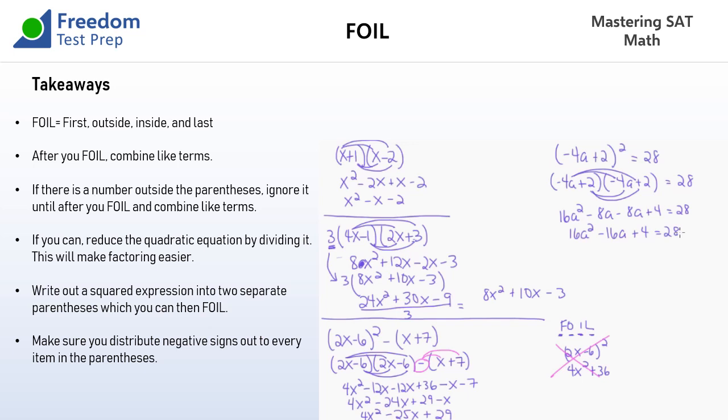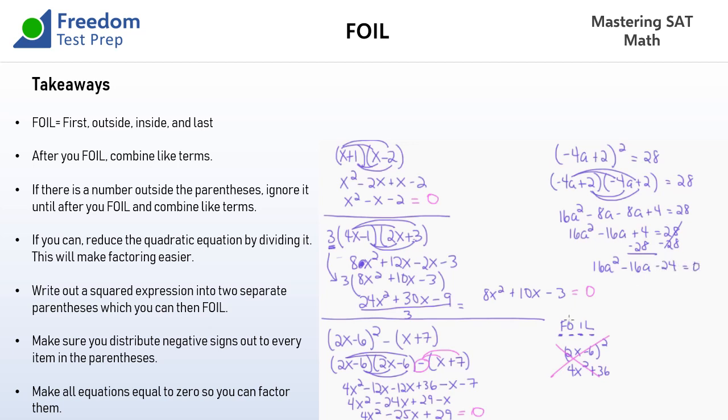Now, what I didn't mention is that in all of these equations, going back to the beginning, they're all equal to 0 because eventually we are going to factor them. We're not doing factoring now, so I didn't mention it before, but now I want to mention it because here is the exception to the rule. This is not equal to 0 yet. We want to make it equal to 0. So we're going to get rid of the 28 on both sides. And we're going to bring everything down. 16a squared minus 16a minus 24, and now it equals 0.